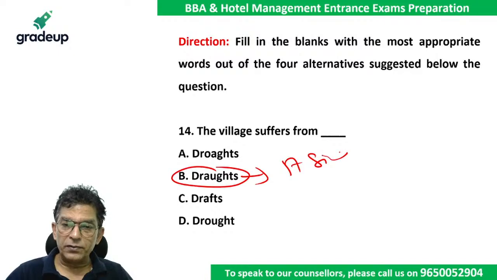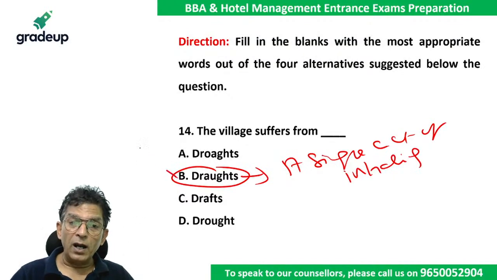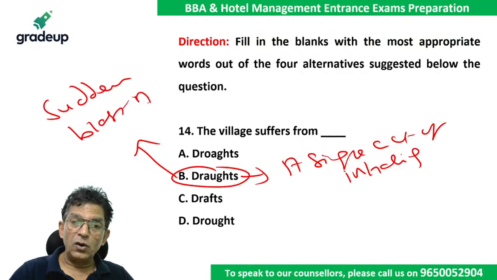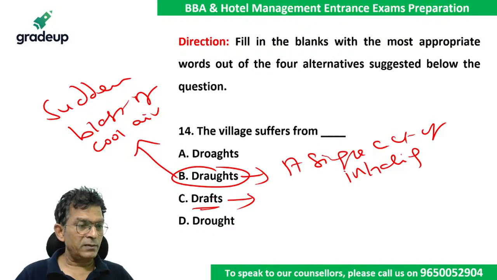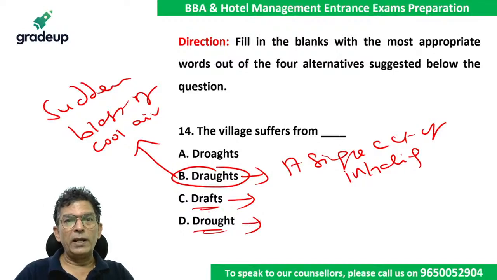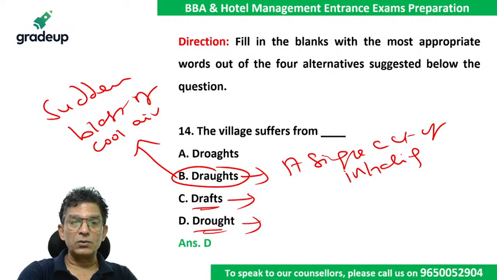This is the single act of inhaling or drinking, or it's also a sudden blast of cool air. It's called draft, and this draft is a pro forma. This drought is sukha. When there is a dry spell and everything has gone dry, it is drought, and plants can't grow.